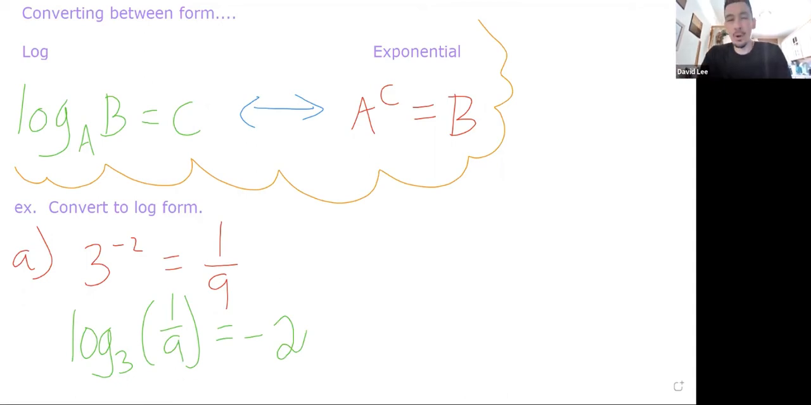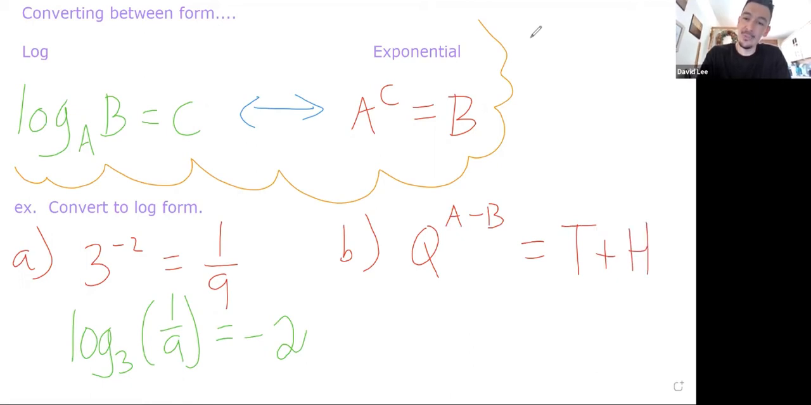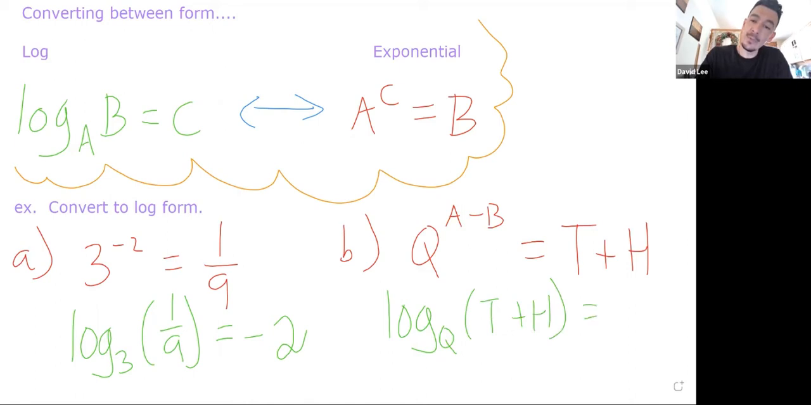What if it was something a bit more arbitrary? Like what if it said Q to the power of A minus B equals T plus H? Strange, but this is an exponential form, and we want to write this into logarithmic form. And so it would look like this: log base Q of T plus H equals A minus B. Done, right? So this was just a demonstration of how to convert from log to exponential or vice versa.